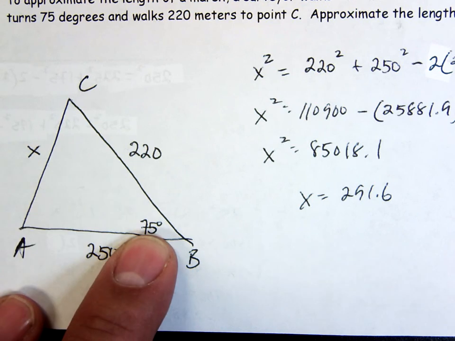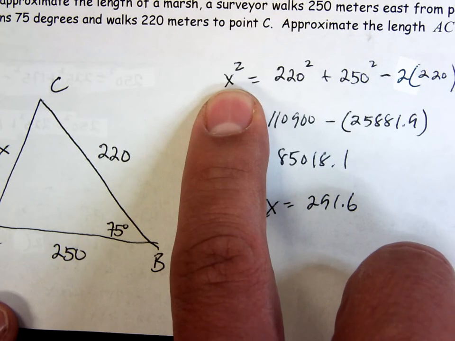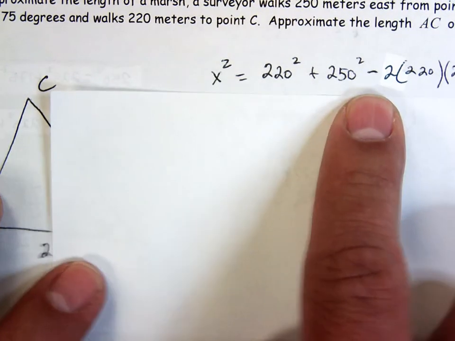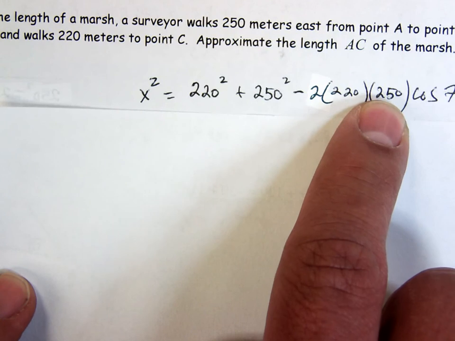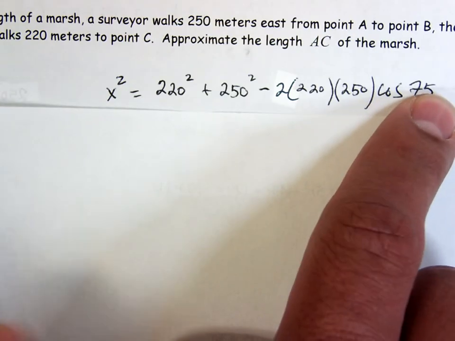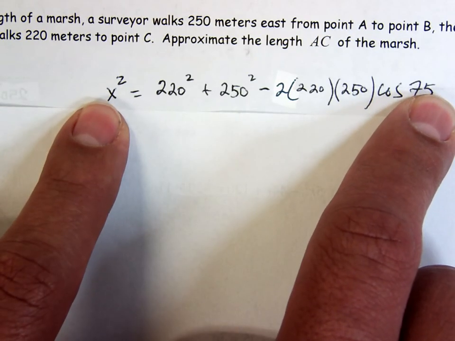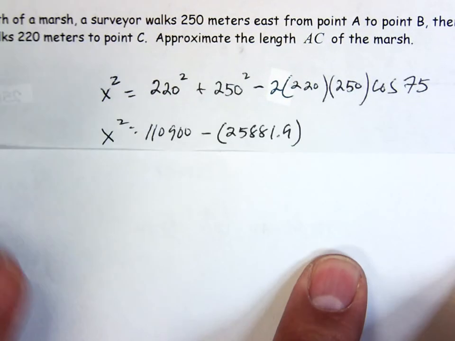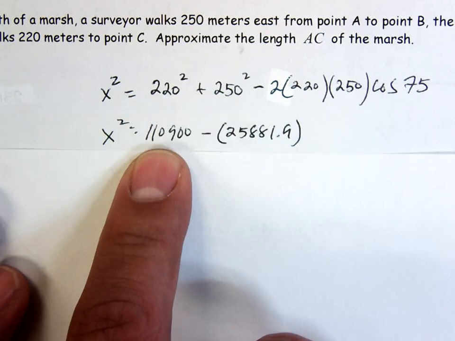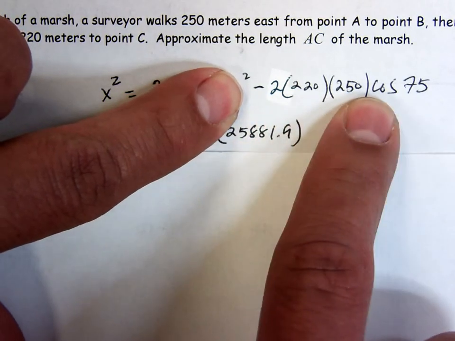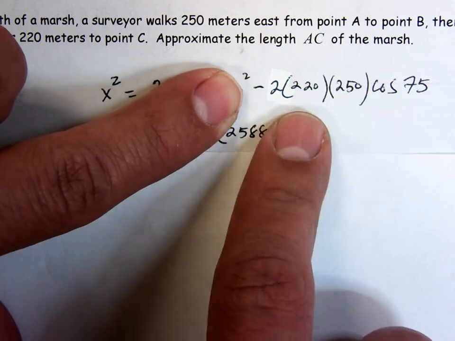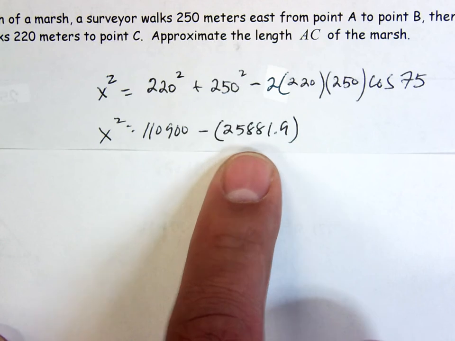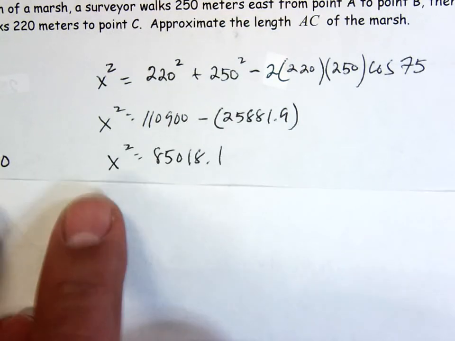So I take x squared equals the other two sides squared and added up, minus 2 times those same two sides times the cosine of the angle opposite from this side over here, which is 75 degrees. Again, we just do a whole bunch of simplifying over here. All I did was I squared these and added them up, and I just put this whole mess straight into the calculator. Negative 2 times 220 times 250 times cosine 75, and it gives you this number right here. And now I'm just going to subtract those two, and I get x squared equals this big number.